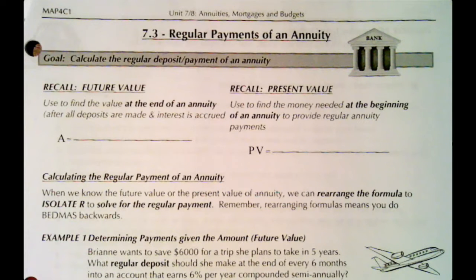Okay, this is lesson 7.3, and this is regular payments of an annuity. We're going to do this lesson in two videos. In the first video, I'm going to show you the two equations you need to be able to do the math for the rest of the unit and work through an example with each. And then on the back, we're going to use the equations that we develop in this lesson and work through an application question.